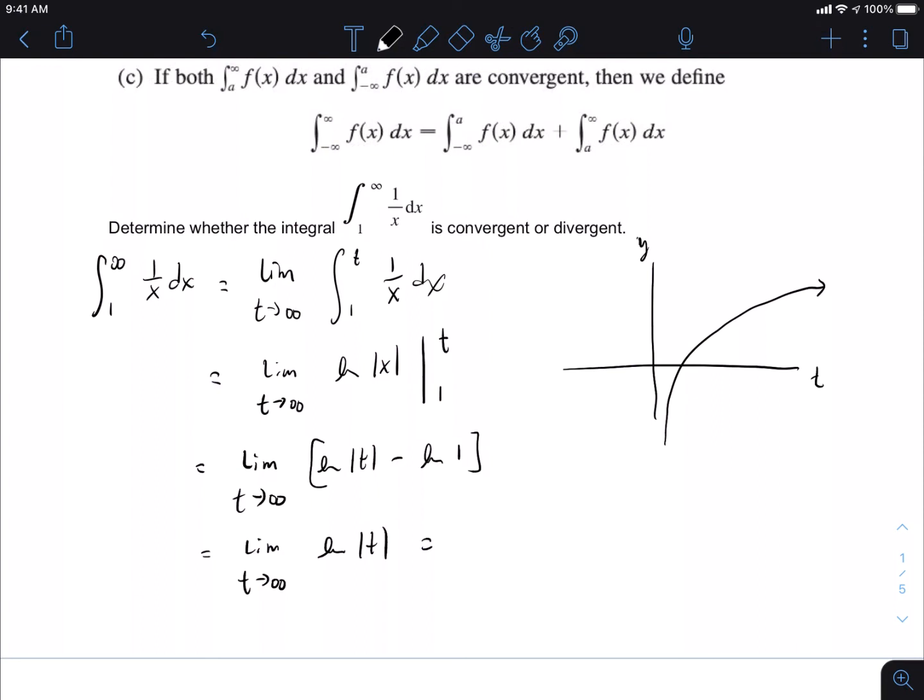Wouldn't it just be infinity because we don't have any... That's right. It's going to be infinity. ln of x doesn't have a horizontal asymptote, and so this thing is infinity. Infinity isn't a definite number, so that tells me that this whole function is going to be divergent.